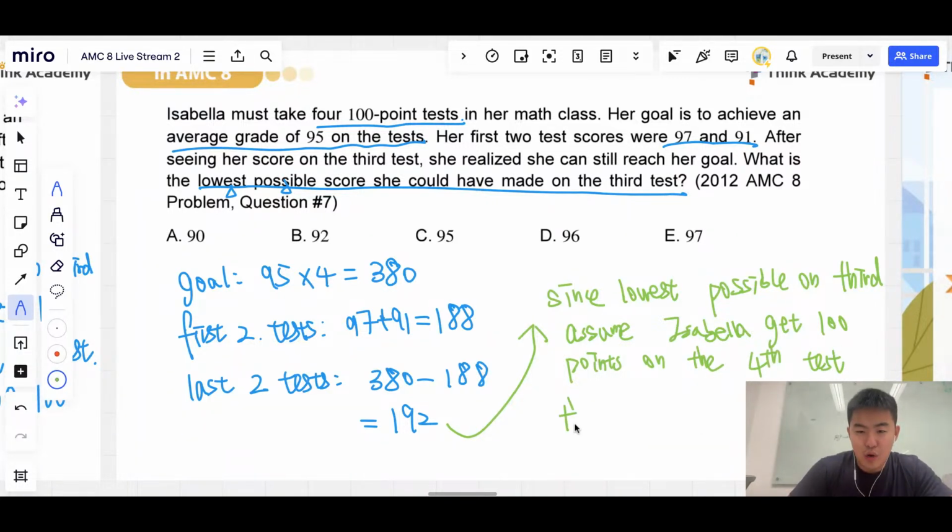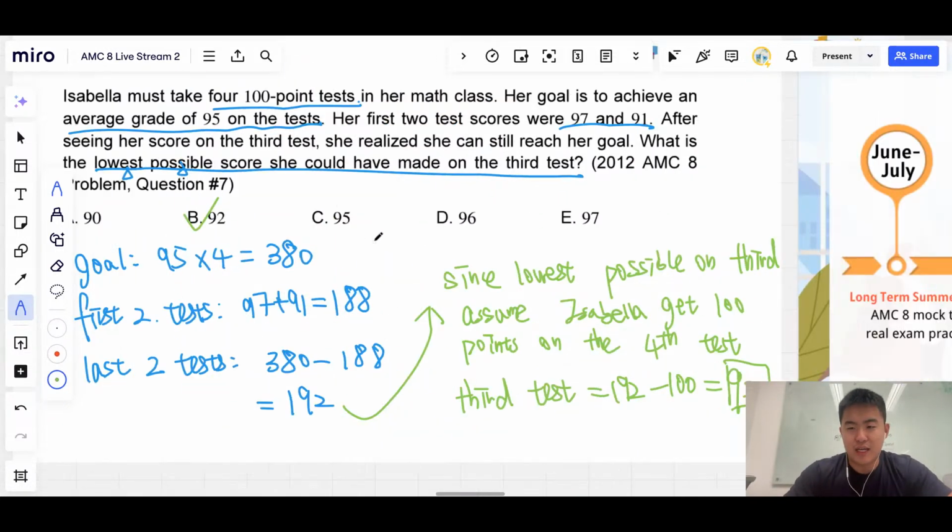Since we know the summation of the scores for the third and fourth tests is 192, if we use that number minus the maximum score she can get for the fourth test, we get the lowest possible score she is aiming for on the third test, which is 92. That's why we choose B. Again, for this kind of problem, the general thinking is to first find a summation that excludes all the parts that are not our interest, so the remaining should be our solution.